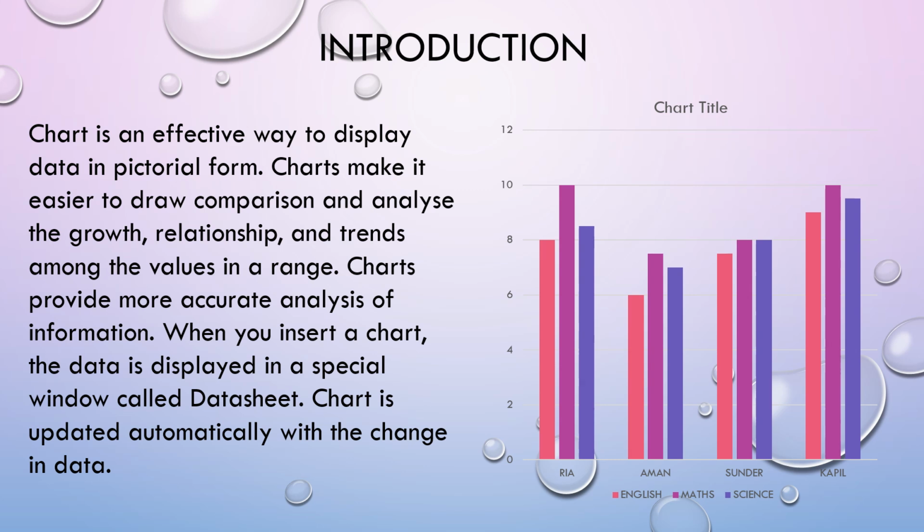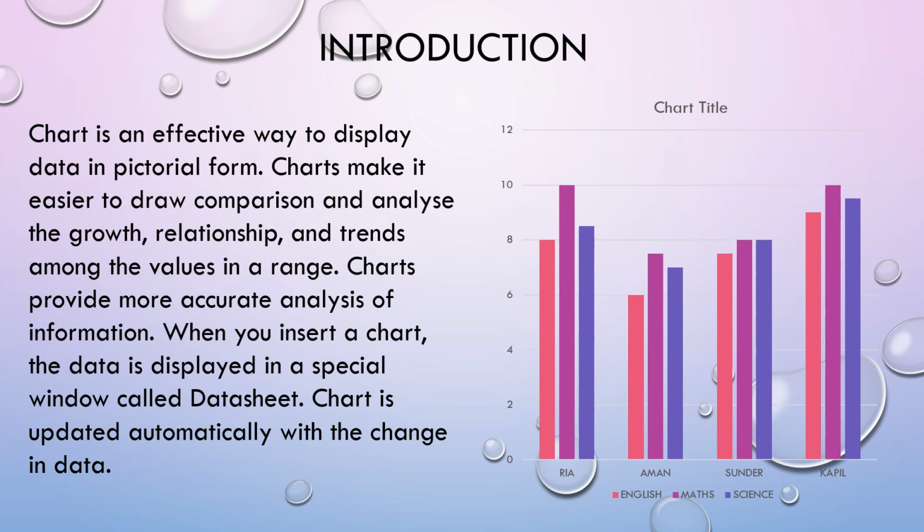Like for example, in this particular chart, we can see that this chart is showing the marks of few students. Which marks? English, math, science marks, and four students are there, Riya, Aman, Sundar, and Kapil. So when we want to know who has achieved the highest percentage of the marks, we get a very clear picture from the chart, right? Like we can easily make out that Kapil has achieved the highest marks in all the three subjects. Okay, that is how it is helpful in drawing comparisons.